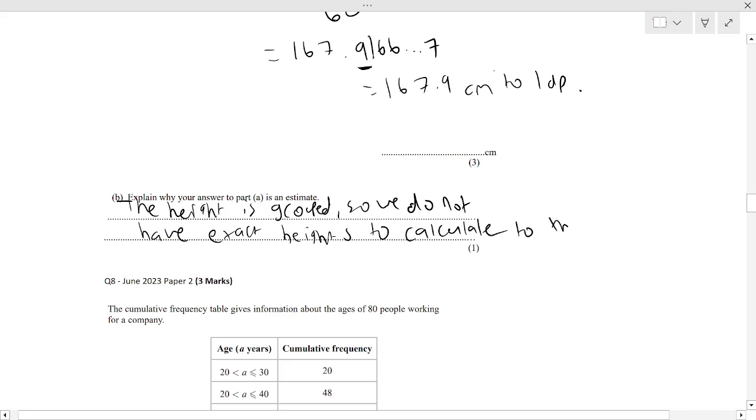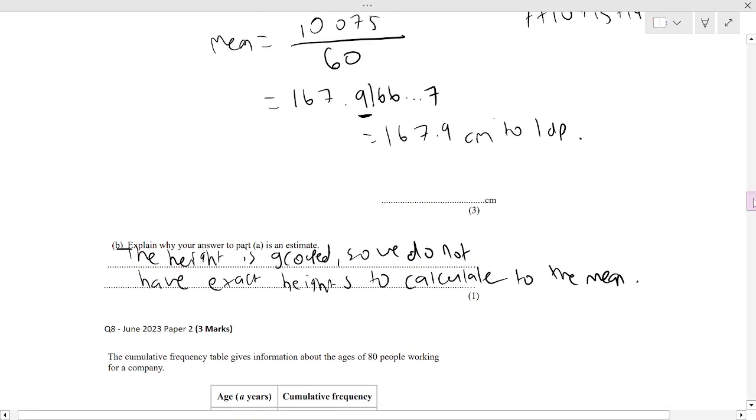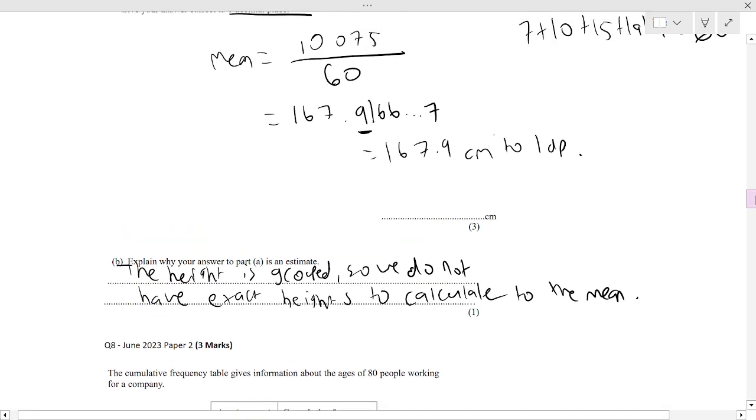And that will be the general answer. If they ever ask you, with a grouped table like that, why the mean or the median is just an estimate, it is because of the fact the data is grouped. You might be able to just get away with saying the data's grouped. I'm not too sure how strict the mark scheme will be, but that is what you want to write thereabouts.